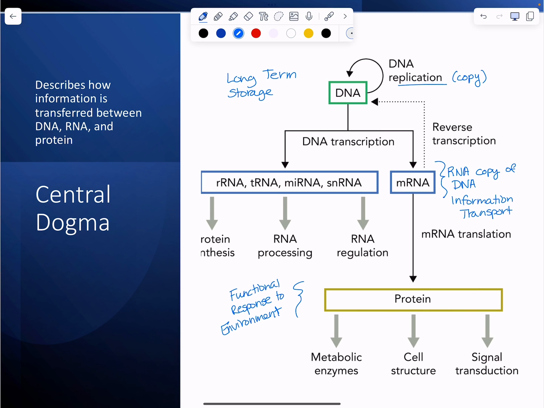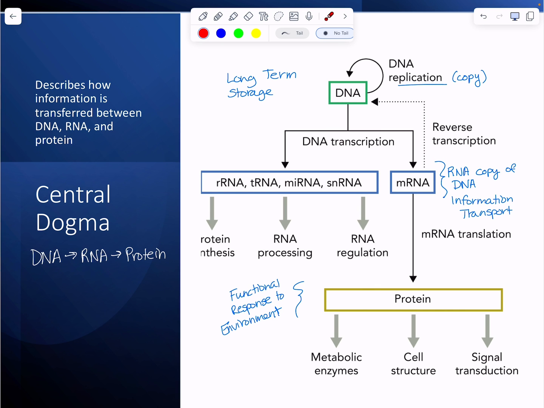So the central dogma is often summarized as DNA to RNA to protein. That's what we mean with the central dogma. Now, there are all sorts of variations on this theme. In certain viruses, we get what's known as reverse transcription.